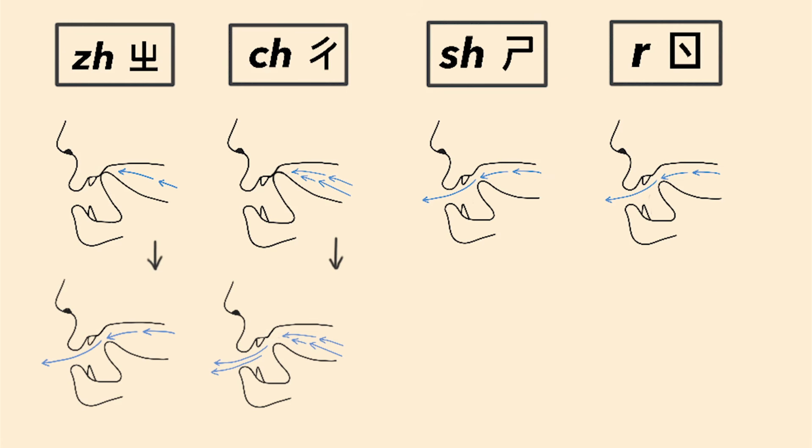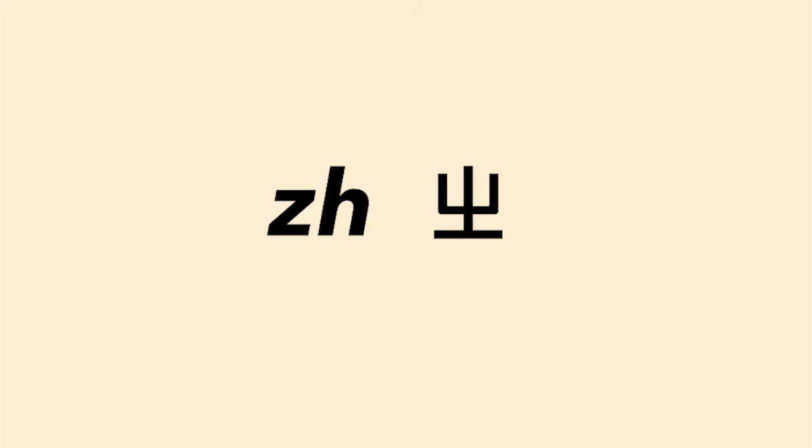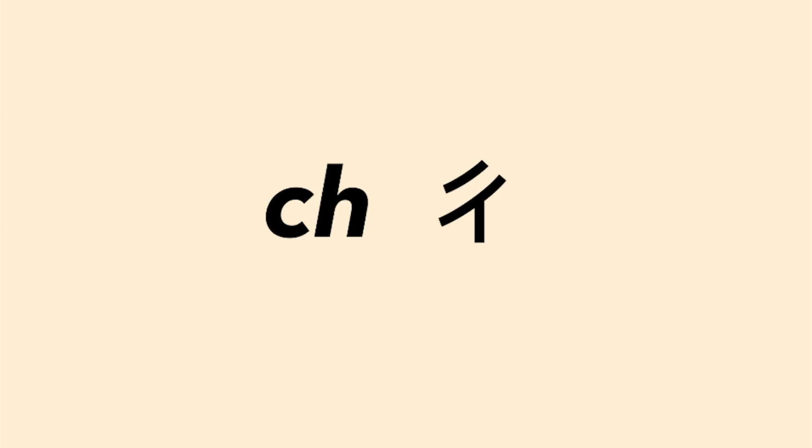Let's practice. The first one, remember using the tip of your tongue to block the air first. 知, 知, 知. The second one is the same as the last one, just with a stronger airflow. 吃, 吃, 吃.